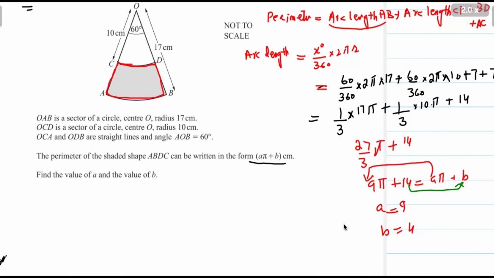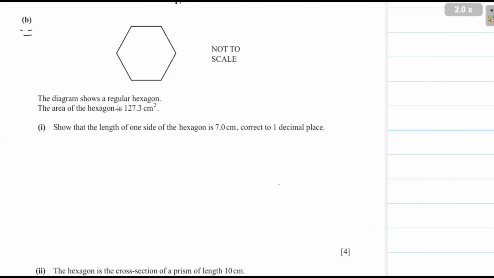This is the answer. Part B, the diagram shows a regular hexagon. The area of hexagon is 127.3 centimeter square. Show that the length of the hexagon side is 7 centimeter, correct to 1 decimal place. Look here, this is the hexagon and we have to calculate the length of the side of the hexagon. We suppose that the length of the side of hexagon is x centimeter and all lengths will be x because this is a regular hexagon.